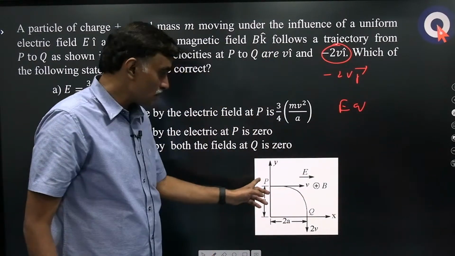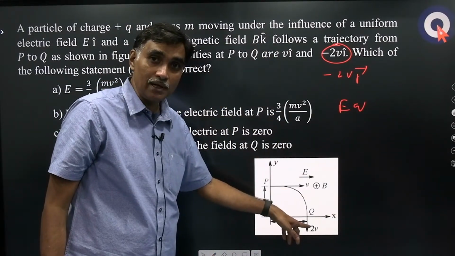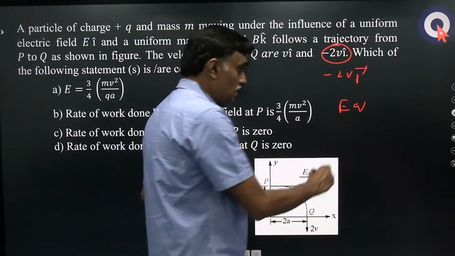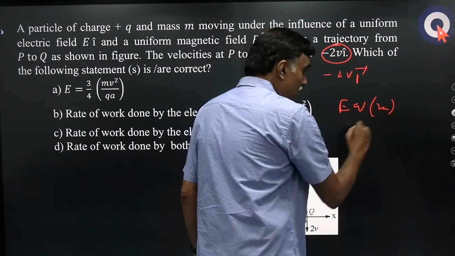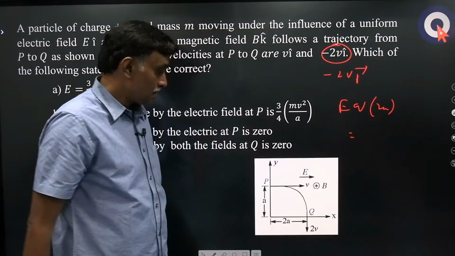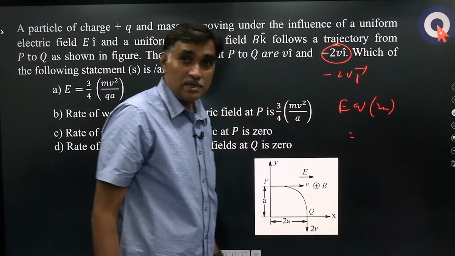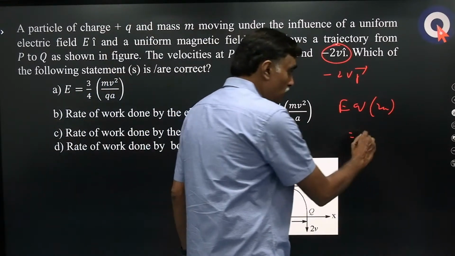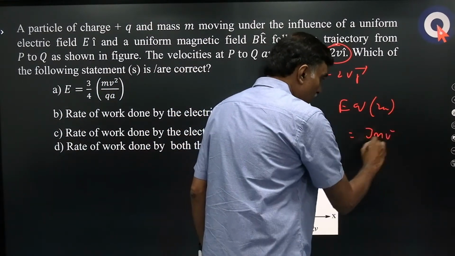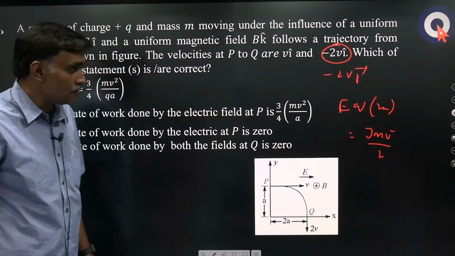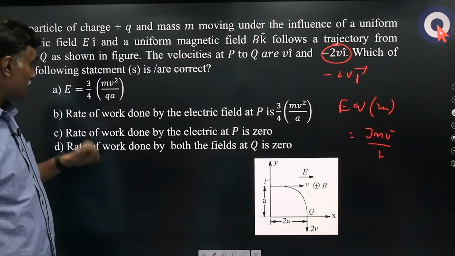So by the time it comes from here to here, what is the work done by the electric field? It is Eq into 2a, force into displacement in the direction of force, that is equal to the change in kinetic energy, that is half m into 2v whole square minus half m into v square, that means 3mv square by 2 we will get. So what is the E value? 3mv square by 4qa we will get. So this is correct.